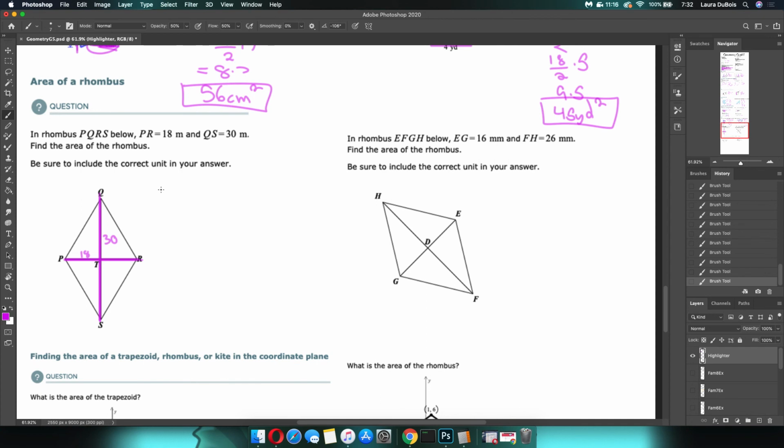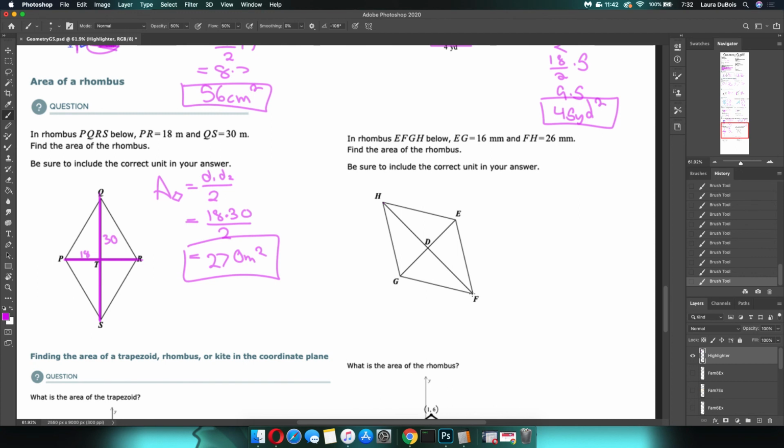What you're going to do, so the area of, I'll do a little diamond for a rhombus, that is your 2 diagonals over 2. That's the formula. So they gave us the 2 diagonals, so that is 18 times 30 over 2, which is 270 meters squared. Yes, I did that in my head. You shouldn't even be surprised by now.